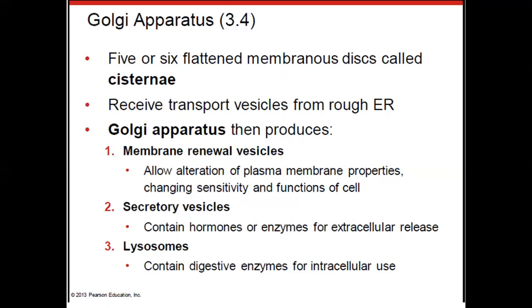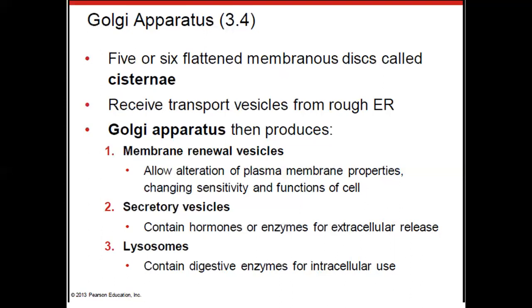So the Golgi apparatus has a membrane renewal vesicle. So it can produce a vesicle that has a membrane around it. So it's creating this little kind of chamber. A vesicle is a chamber that has a membrane around it. And that membrane can basically fuse with the cell membrane of the entire cell and renew parts of the cell membrane that maybe are old or need to be replaced.